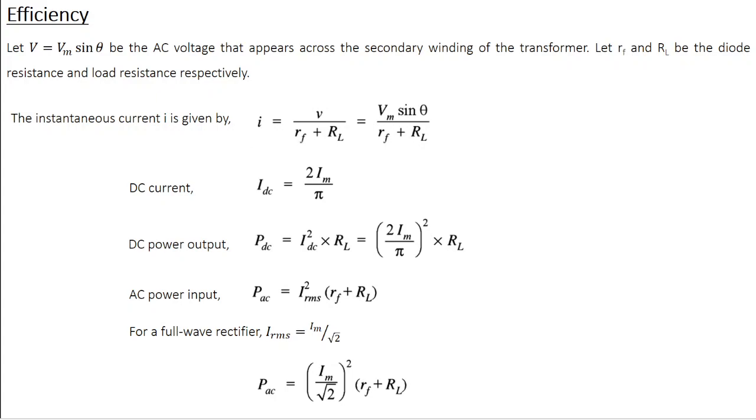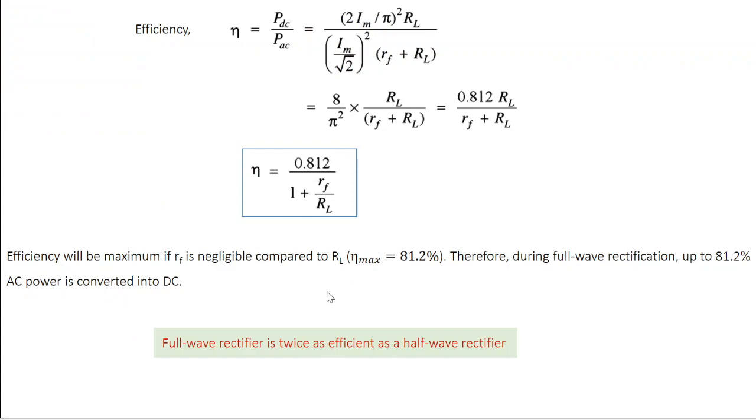I'm not going to get into the details of this derivation. If you want to know this, you can refer to the textbook. Okay. So in terms of Im, I can rewrite PAC as (Im divided by root 2) whole square into RF plus RL. And the efficiency eta is defined as DC power output PDC divided by AC power input PAC.